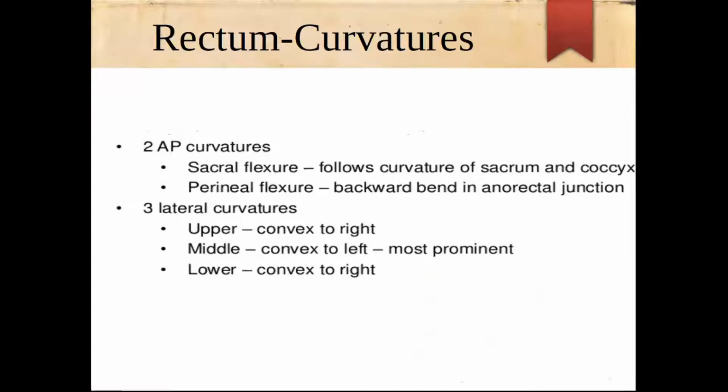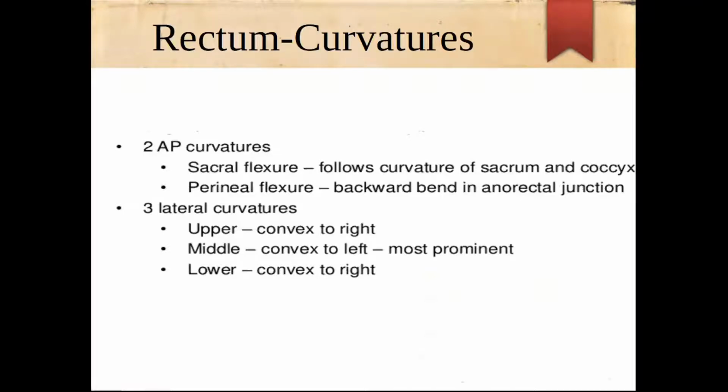The three lateral flexures: two of them are on the right side, the upper and the lower, and one on the left side. This is the most prominent one. The rectum has a convexity on the right side, which is one of the lateral curvatures, and another convexity on the left side. This is the middle lateral curvature. Another one is in the right lower side, another convexity, which we call the lower lateral curvature.